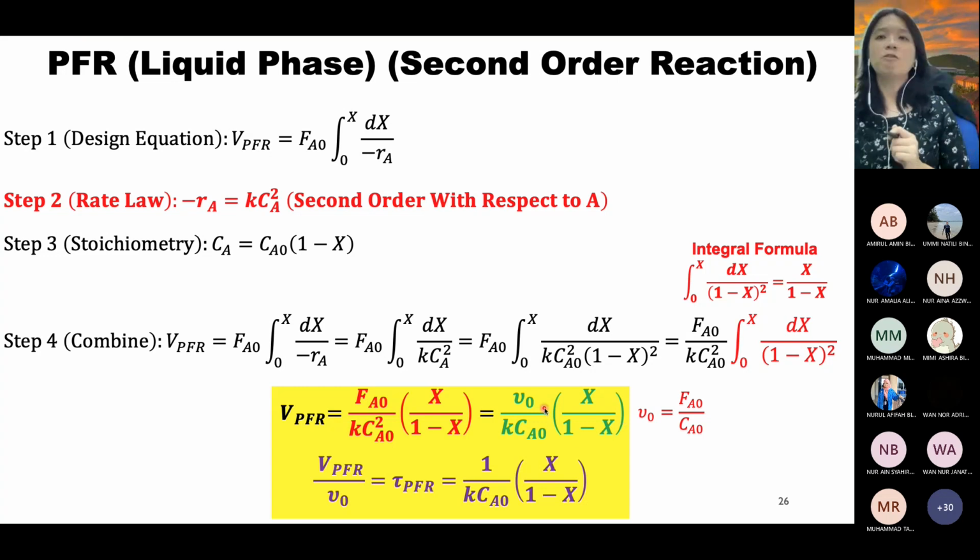So epsilon naught from kanan, kamu bawa ke kiri, dia akan menjadi pembawa, right? You know when I cross over the equal sign, ada benda yang atas akan menjadi pembawa. So epsilon naught jadi pembawa. So when volume divided by inlet volumetric flow rate, this is equal to the space time. So sama dengan belah kanan kamu hanya akan tinggal 1 per K CA naught in bracket X per 1 minus X. So the purple equation is to find space-time.